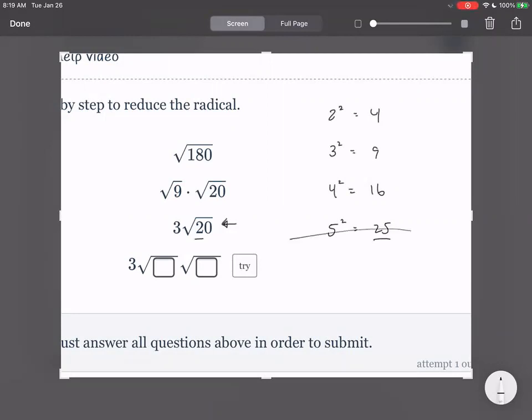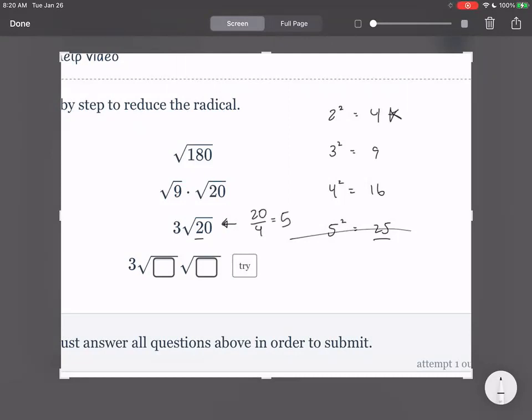So 4, 9, and 16, which one should I try? Which fits into 20? Just type it in the chat. 4, 9, or 16, what should I put? What should I try? 4, yeah. Okay, so we're gonna try 4. So 20 divided by 4 is 5. Okay, so it does work.